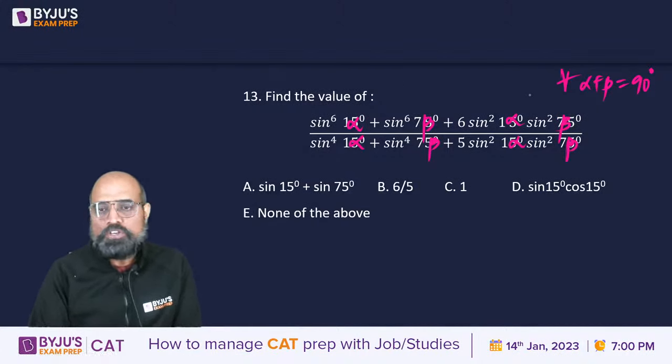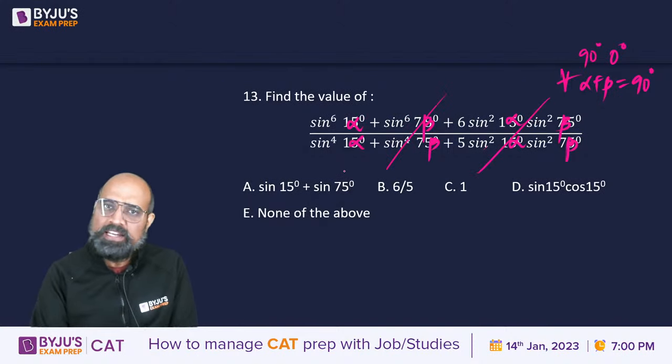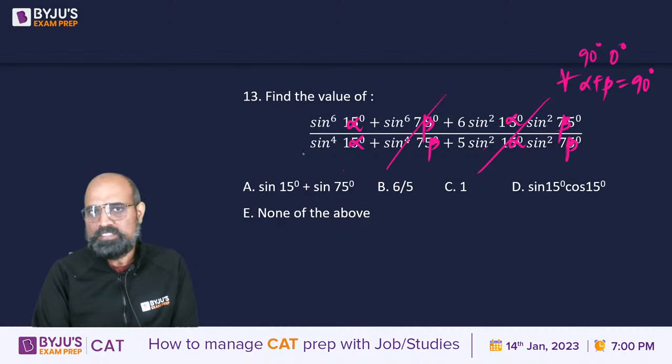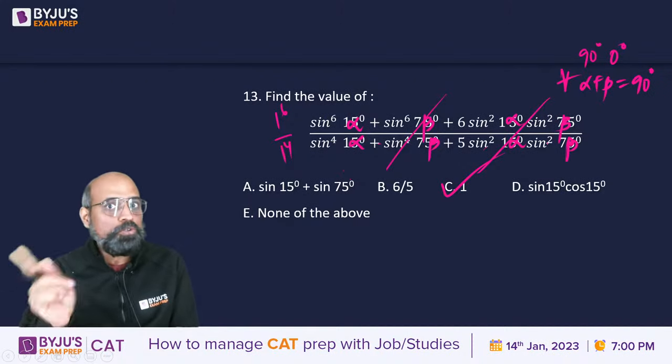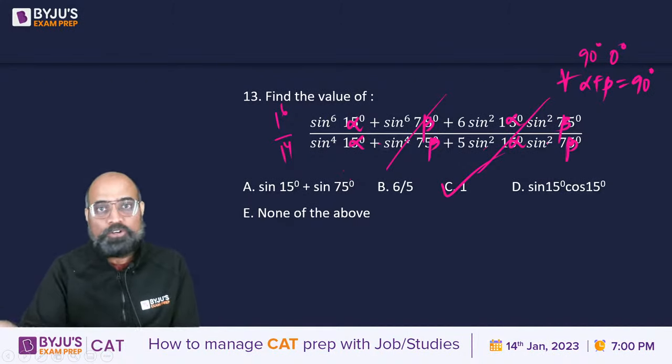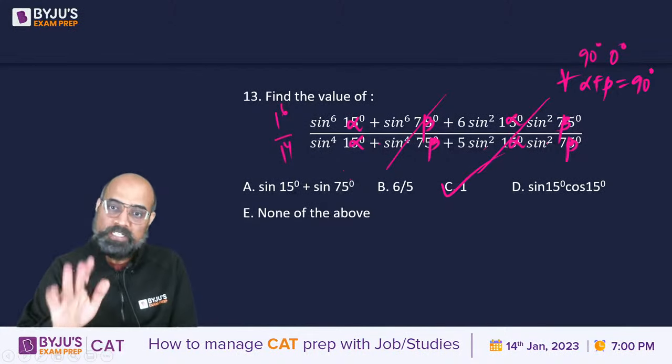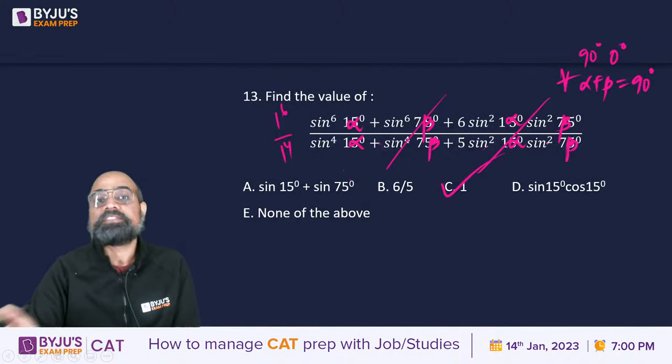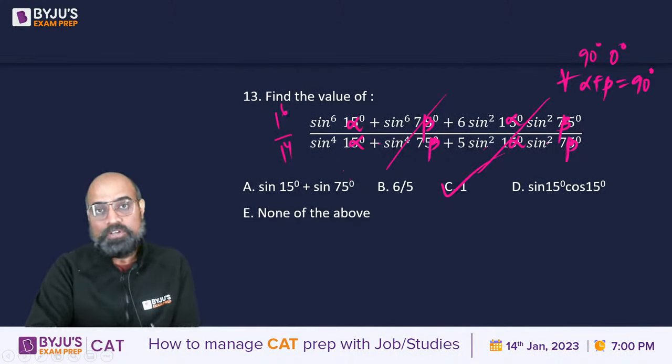So if I take alpha as 90 degree and beta as 0 degree, these all cancel out. I will have sine 90 which is 1 to the power 6 divided by 1 to the power 4. So that gives us 1. If you know trigonometry, you know that this is going to happen. If you don't know trigonometry, and this is what you had to do, then you had to know that sine 90 is 1 and sine 0 is 0. And also this sum was 90. That's the observation you had to make.